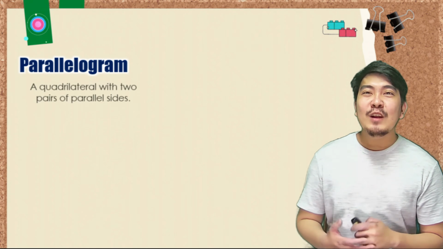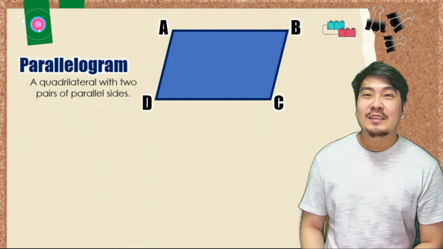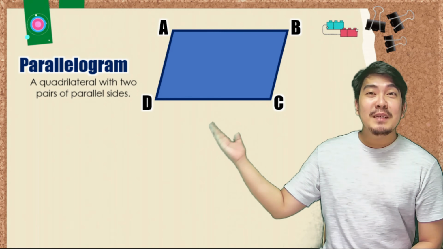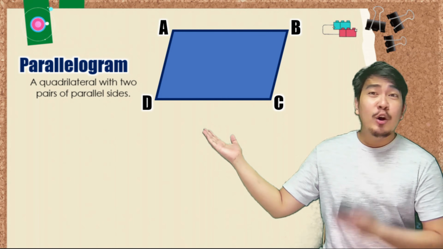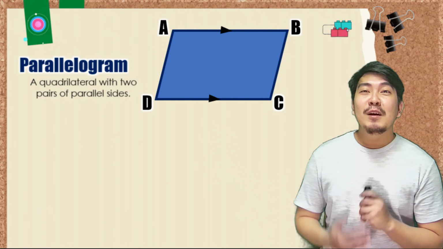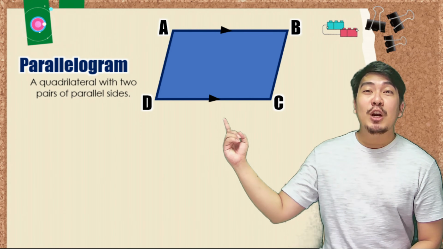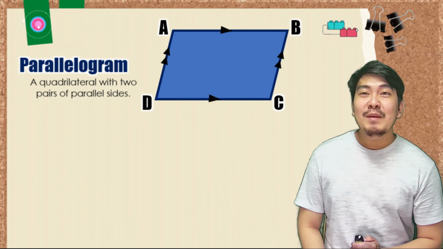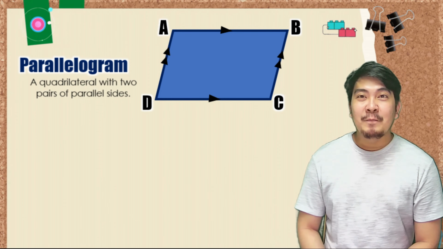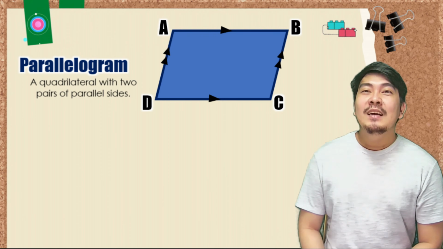A parallelogram is a quadrilateral with two pairs of parallel sides. So if we are going to have this figure ABCD, para maging parallelogram ito, or to illustrate that it is a parallelogram, segment AB must be parallel to segment CD as denoted by the markings. And segment AD must be parallel to segment BC. So this is the second pair. So kung mapapansin natin, we have there two pairs of parallel sides.